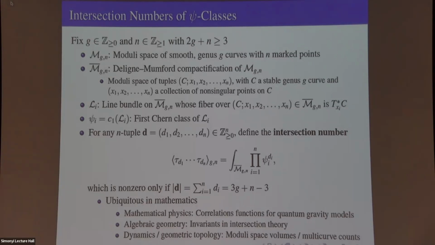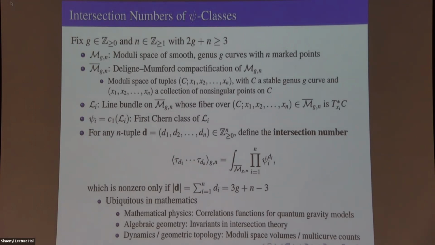So for any n-tuple d, which is d1, d2 all the way to dn, we'll define this intersection number, tau of d1, d2 all the way to dn. This has the physics notation of correlation functions. And indeed, this is the original reason why Witten popularized, or really introduced, this notation in the first place. It is given by the integral over the moduli space of the product of psi_i to the d_i. So this is going to be non-zero if the sum of the d's is 3g plus n minus 3.